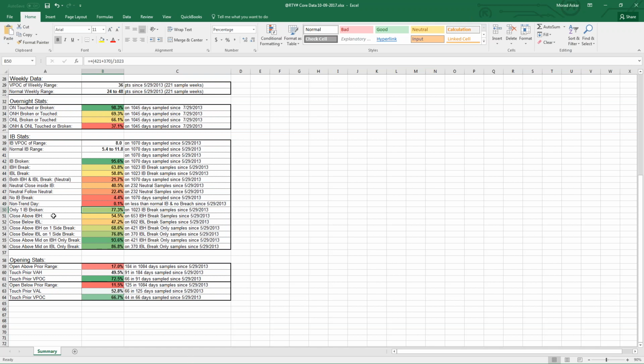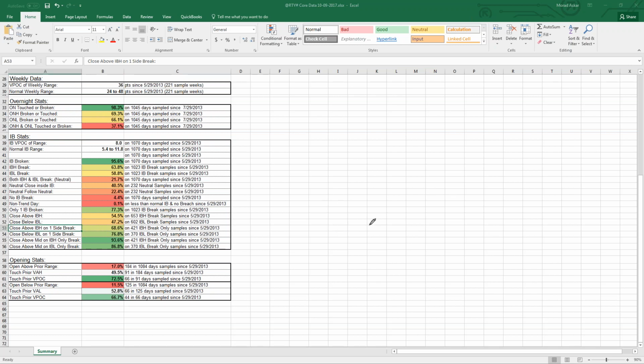Okay, close above the IB, 54.5. So these are break even. These are not very useful stats. What happens if it breaks the IB high? How often does it close above the IB high if it breaks the IB high? So the market has broken through. So let's use a different color. I'm going to try to speed this up because I'm really chewing up a lot of time.